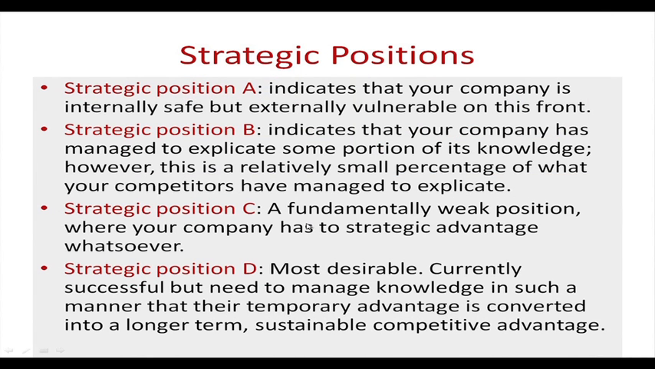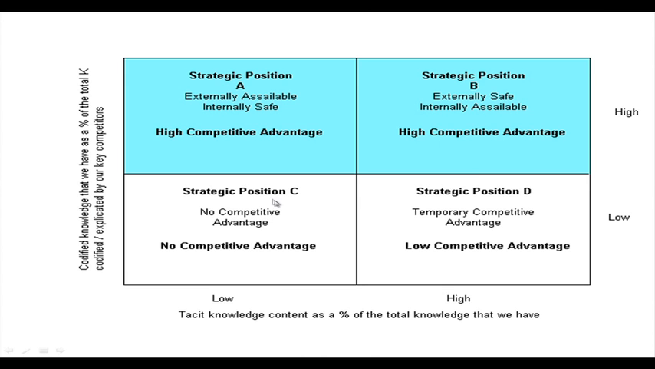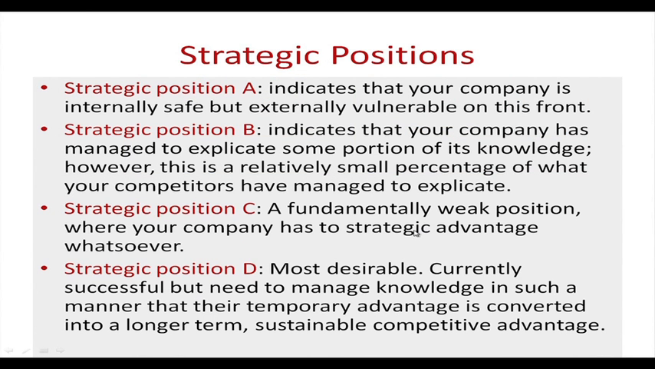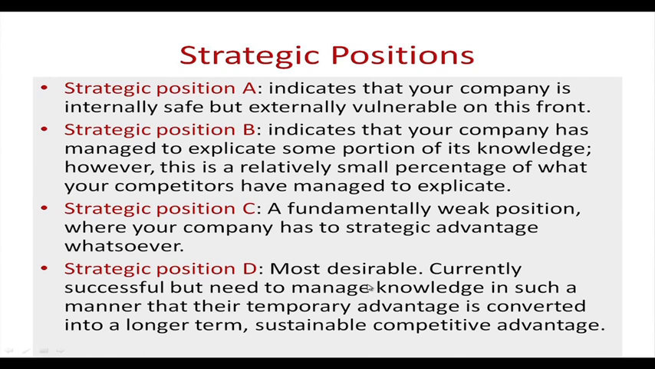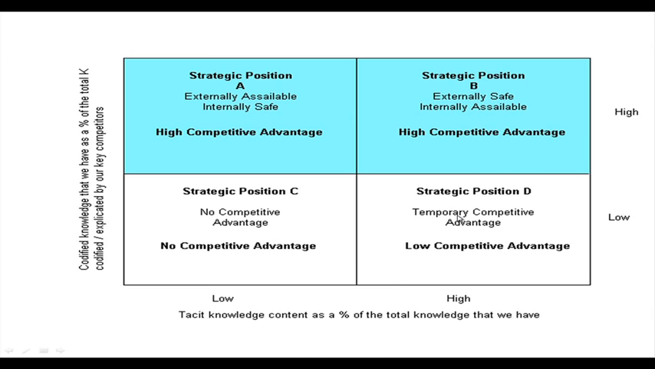Strategic position C is a weak position because you have no strategic advantage, since you are low on both tacit knowledge as well as codified knowledge, right. And D could be desirable in the sense that, though it does not provide you a competitive advantage, you are very high on tacit knowledge, right. So when I say desirable, you are successful, you need to manage knowledge, but you get only a temporary advantage because it is not going to help you have a sustainable competitive advantage. The reason is that you have only tacit knowledge, not explicit or codified knowledge, right.